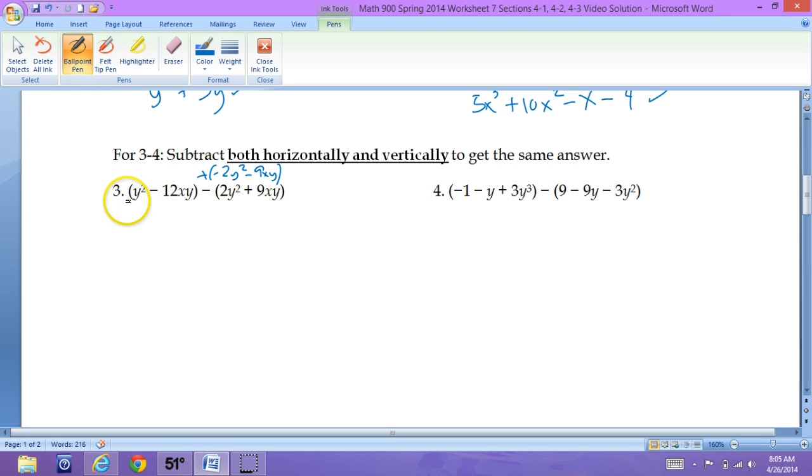So I'm going to take my leading terms, so y squared, and this is a negative 2y squared, sorry. And then I've got a negative 12x, or minus 12xy. And then I've got this plus negative 9xy.